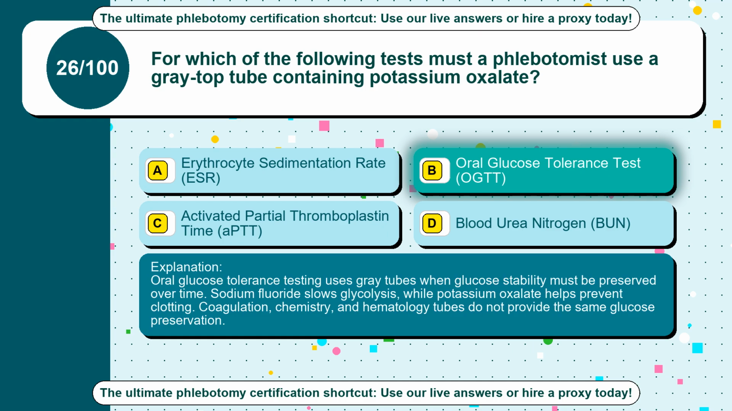Oral glucose tolerance testing uses grey tubes when glucose stability must be preserved over time. Sodium fluoride slows glycolysis, while potassium oxalate helps prevent clotting. Coagulation, chemistry, and hematology tubes do not provide the same glucose preservation.